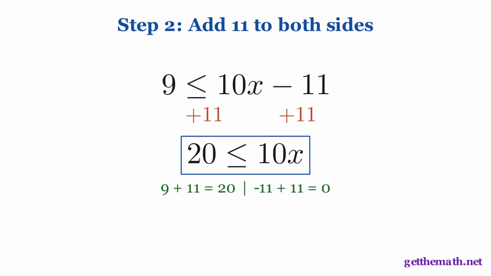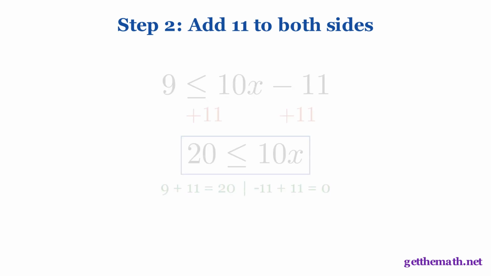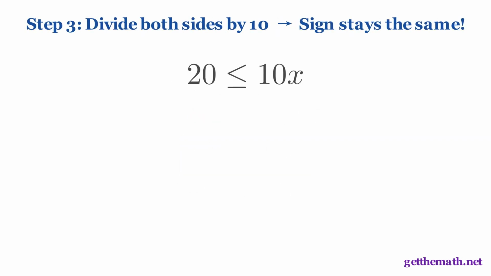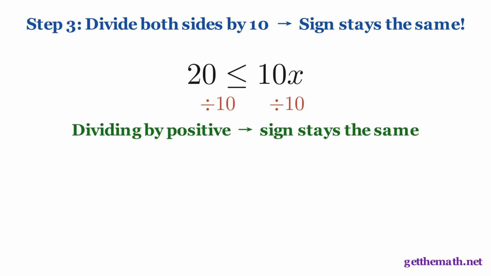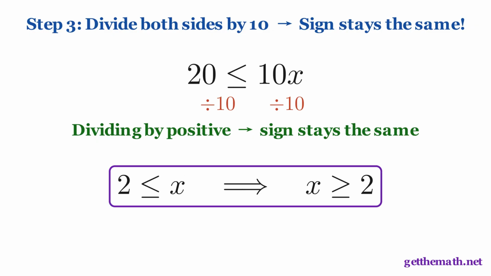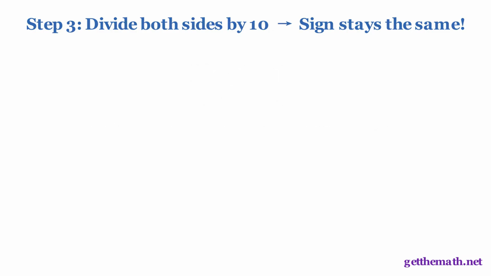Step 3. Divide both sides by 10. Since we are dividing by a positive number, the inequality sign stays the same. 20 divided by 10 is less than or equal to x. 2 is less than or equal to x, which is the same as saying x is greater than or equal to 2.